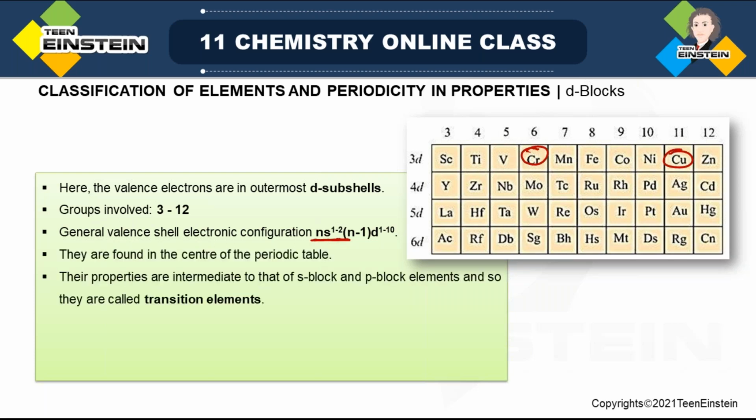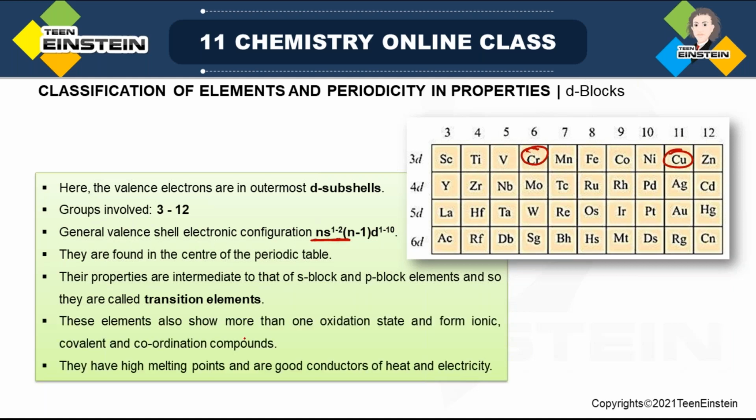They are found in the center of the periodic table, as you have already seen, and their properties are intermediate to that of s block and p block. That is the reason we call them transition elements. So don't call them main group elements. That is reserved only for s block and p block. In between these two, we have d block elements, and they are called transition elements.